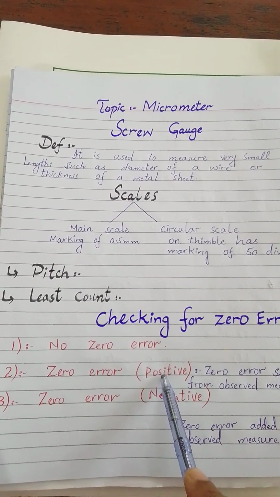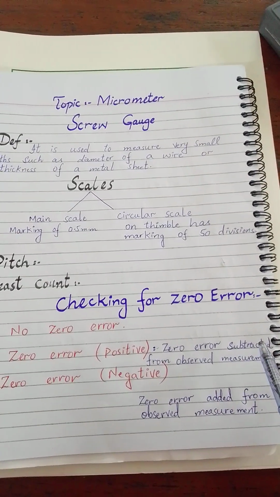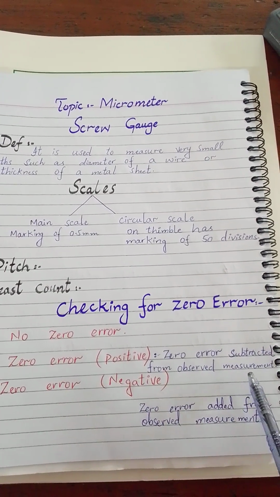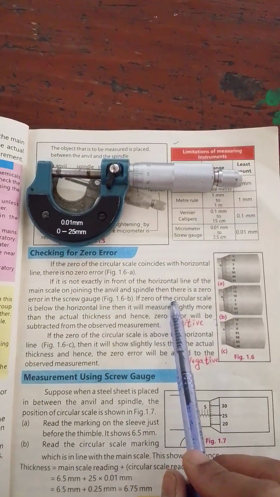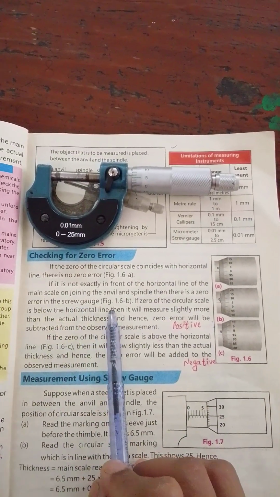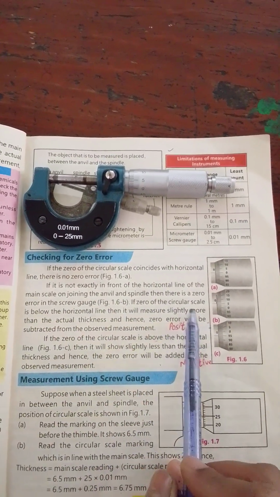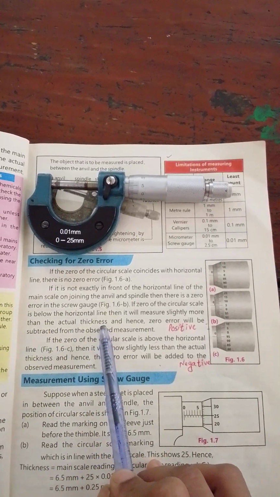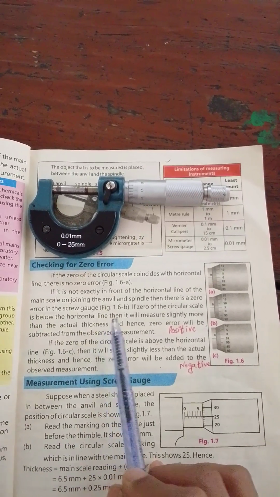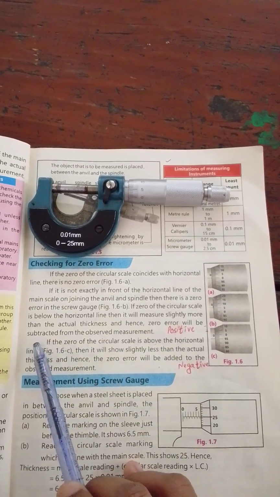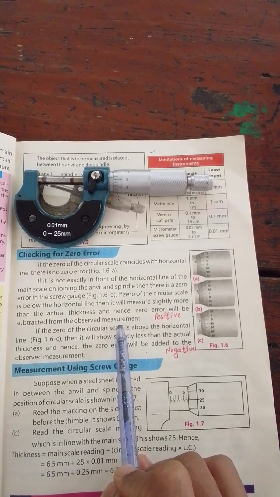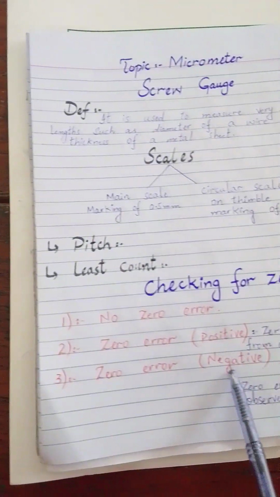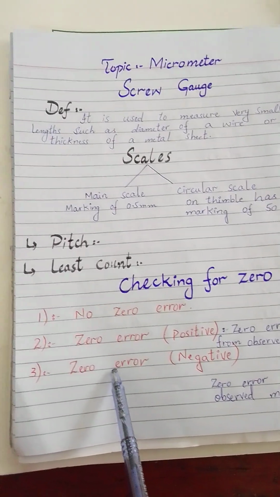Positive zero error, but we subtract it from the observed measurement, because the zero of the circular scale is below the horizontal line and it will measure slightly more than the actual thickness, and hence the zero error will be subtracted from the observed measurement.